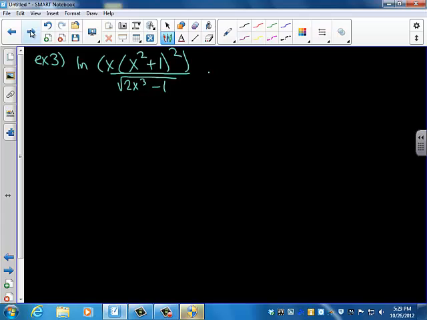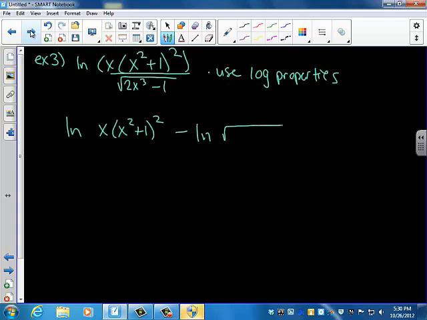Well, first thing we're going to do before we even start taking derivatives is use log properties. You remember those things that I taught you the second week of school? Well, they're coming back now. And this is precisely why I taught them to you. First off, division in log rules becomes subtraction. So ln of x times x squared plus 1 squared minus ln of the square root of 2x cubed minus 1.